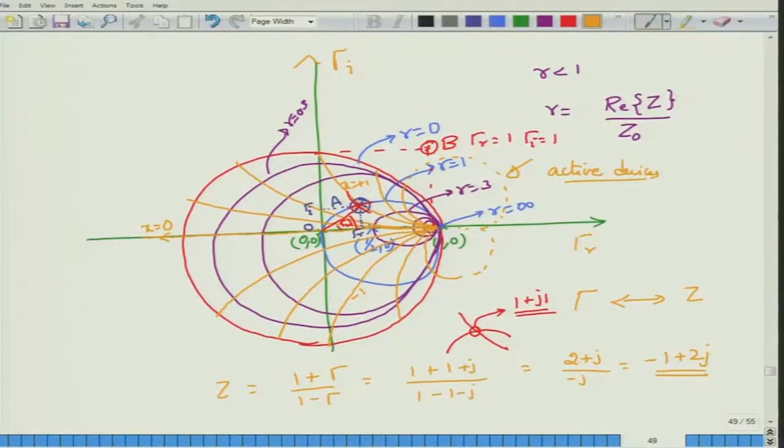But what exactly is this? How can we think of the impedance as minus 1 plus 2j? Clearly it is not possible. The reason is that we considered the completely unphysical scenario of gamma r equal to 1 and gamma I equal to 1. What would be the magnitude for point B? The magnitude of point B will be equal to square root of 2, and square root of 2 is greater than 1, making the magnitude of reflection greater than 1, which cannot happen in a passive circuit.